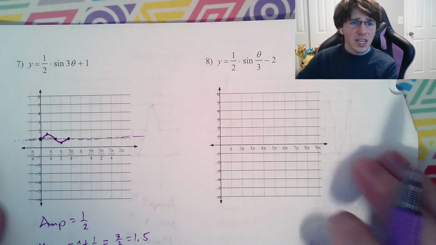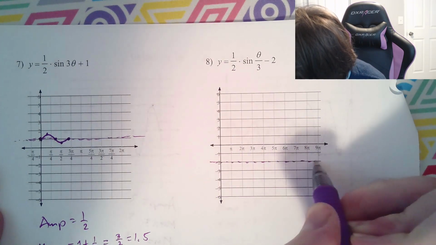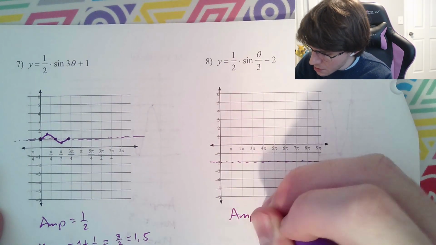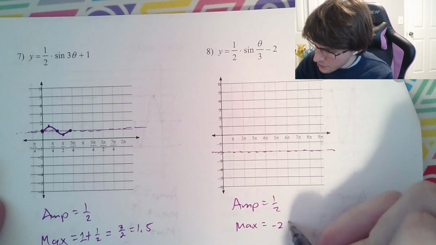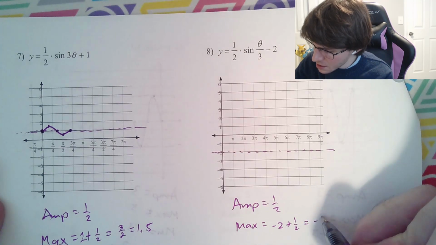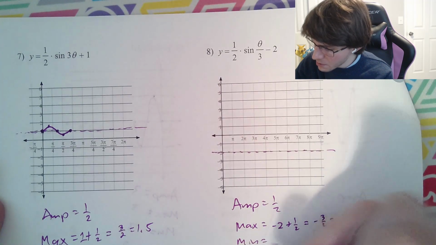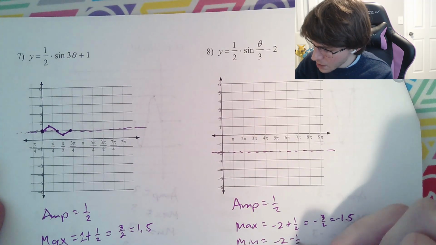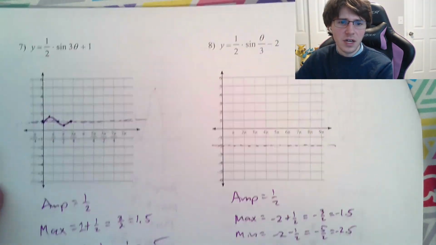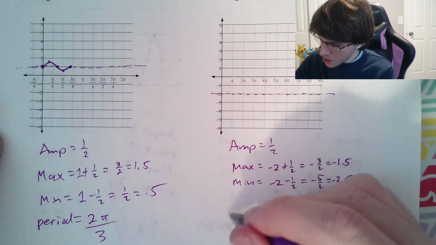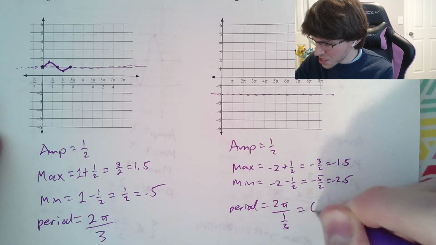This one over here, yet again, we have this -2 that's going to be our new center line. So now we have that same amplitude. Our amplitude's a half. Our maximum here is going to be -2 plus the half, which is -3/2, or -1.5. Our minimum is going to be -2 minus a half, -5/2, -2.5. And then our period, this time 2 pi over a third, which is 6 pi.